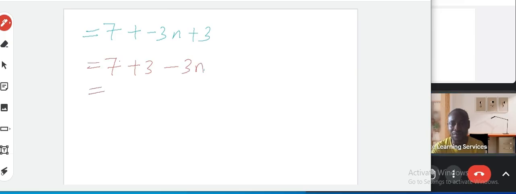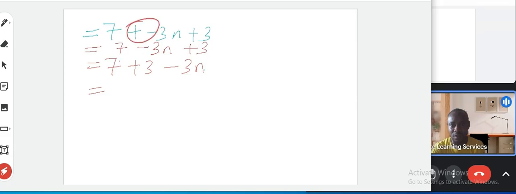By the way, plus minus is minus now. I hope you know plus minus. Okay, let me write it better so that you see the same thing. This is 7 minus 3n plus 3, because plus minus is minus, is it not? Okay, so I hope you can see what I'm doing. Simplify now. Let's go. 4 minus 3n? No?